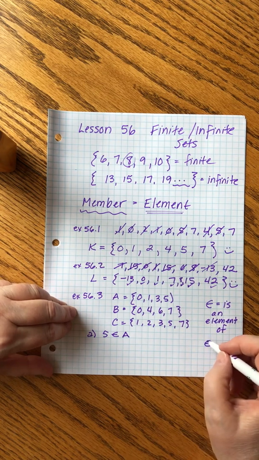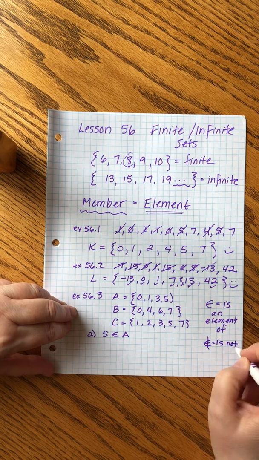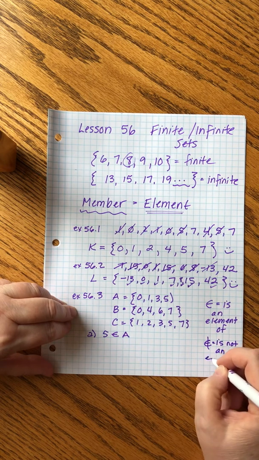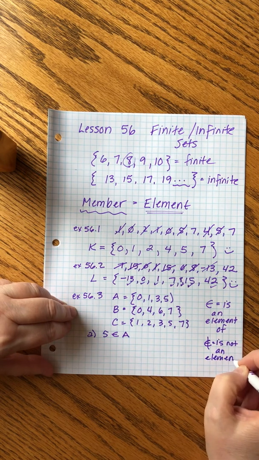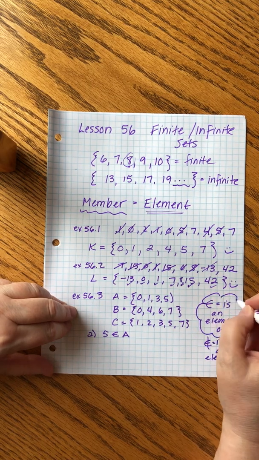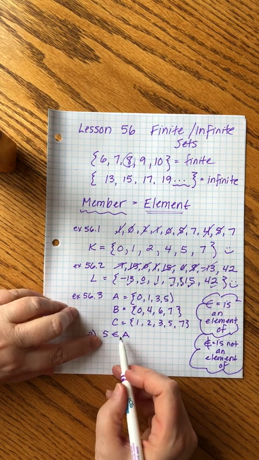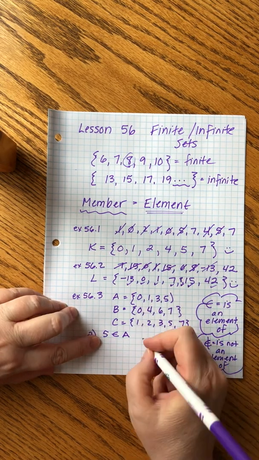kind of like a euro sign, isn't it? And you draw a wonky line through it, it means is not an element of. So that's what those symbols mean. Okay, so is 5 an element of A? Yes, so that's true.